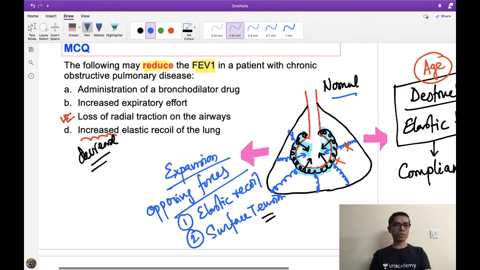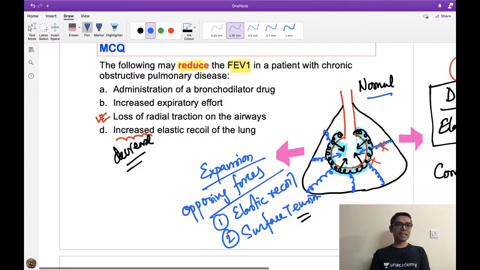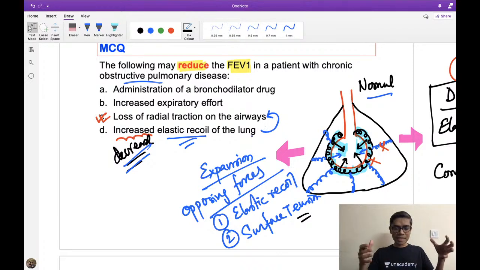So now if I go back to the question once again, then I can easily understand that increased elastic recoiling of the lung is not going to happen in chronic obstructive pulmonary disease. There will be decreased elastic recoiling of the lung. Okay, but option C is saying loss of radial traction on the airway. Obviously, if there is destruction of this elastic tissue, then there will be loss of radial traction on this airway. But how is that going to decrease your FEV1? You have to explain that also, because otherwise you are not understanding the pathology of emphysema.